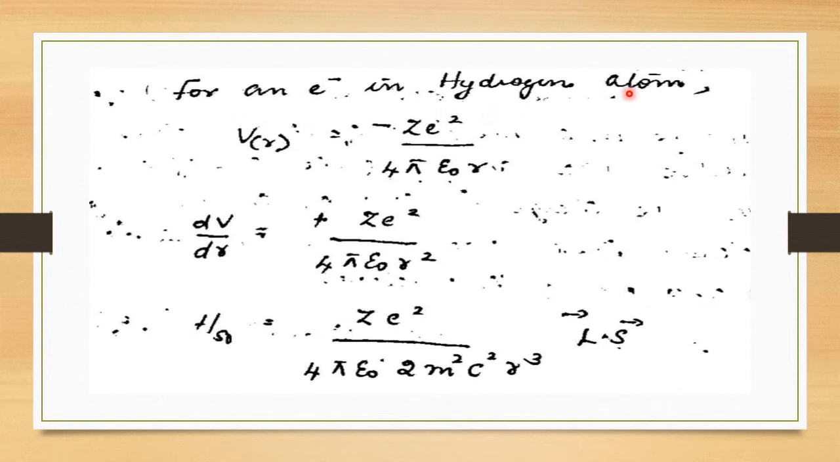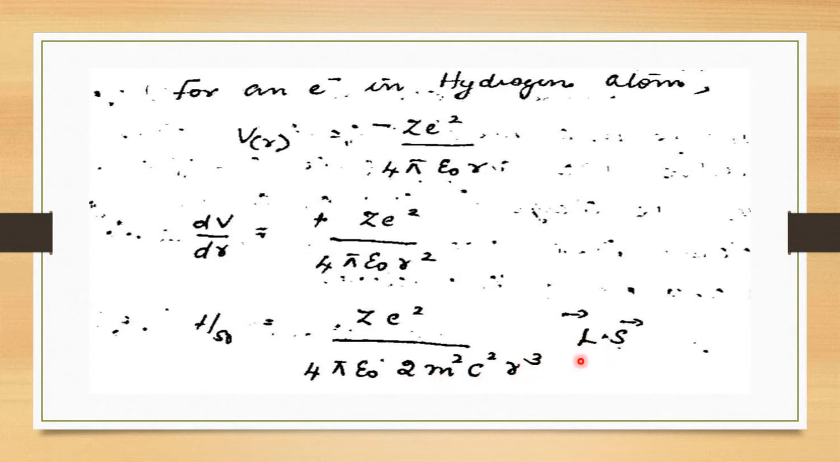Now for an electron in hydrogen atom, we have V(r) is equal to minus Ze square by 4 pi epsilon 0 r, which is the potential energy term. So what is dV by dr? dV by dr is equal to Ze square by 4 pi epsilon 0 r square. On substituting dV by dr in the equation for the spin orbit Hamiltonian, H_SO is equal to Ze square by 4 pi epsilon 0 into 2 m square c square r cube, L dot S.